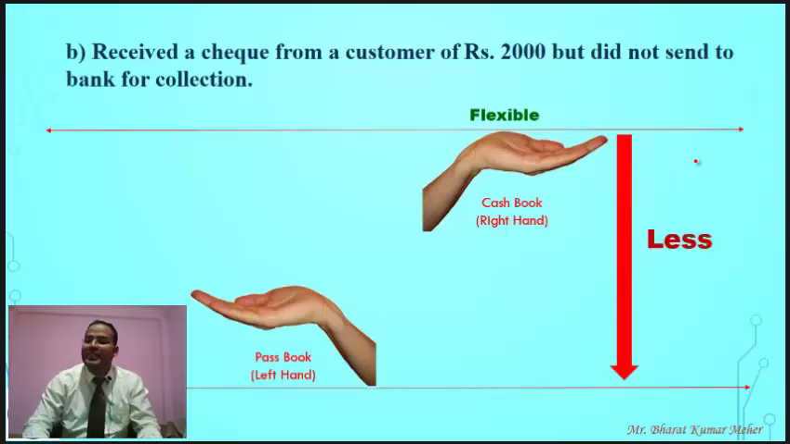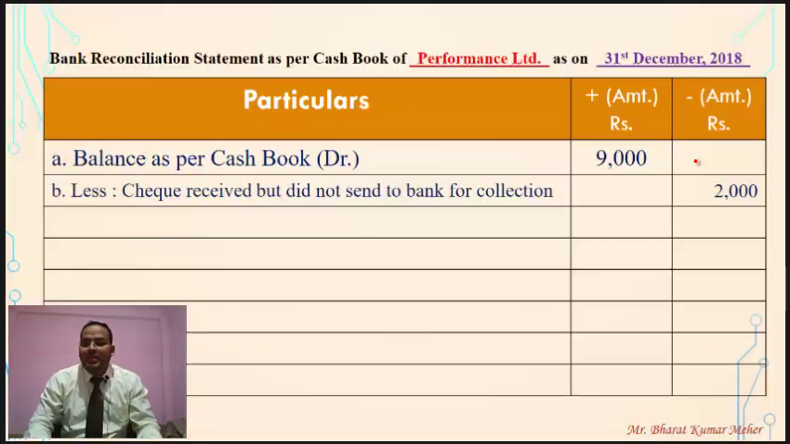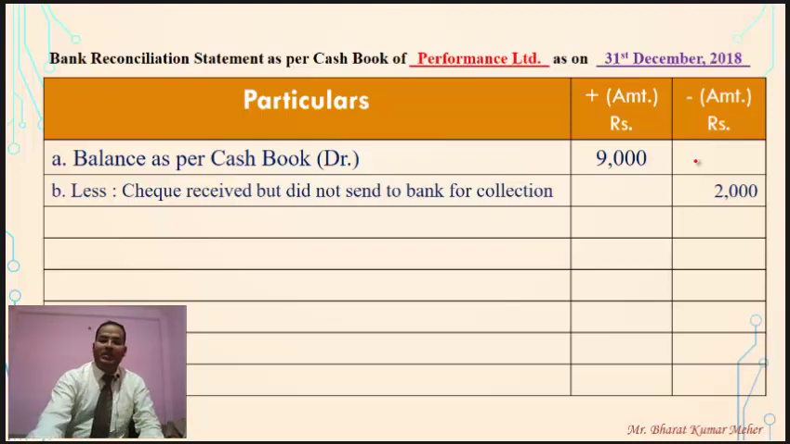Okay, so I have to reduce it, that is less. Now check the solution, that is B point, less. Check received but did not send it to bank for collection. As it is less, then put it on the minus side. Fine.